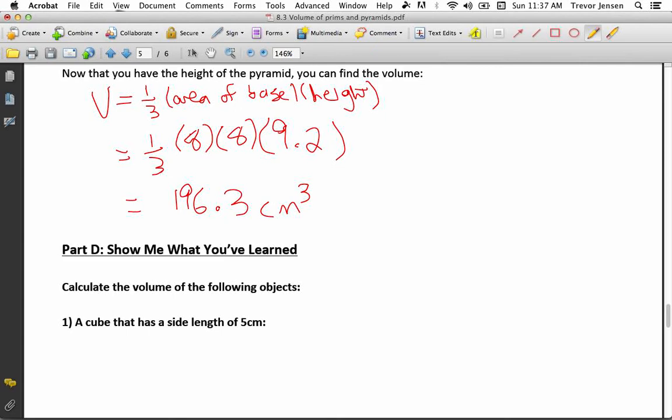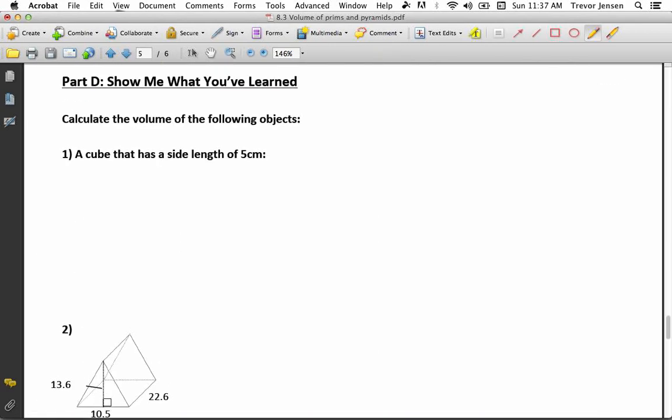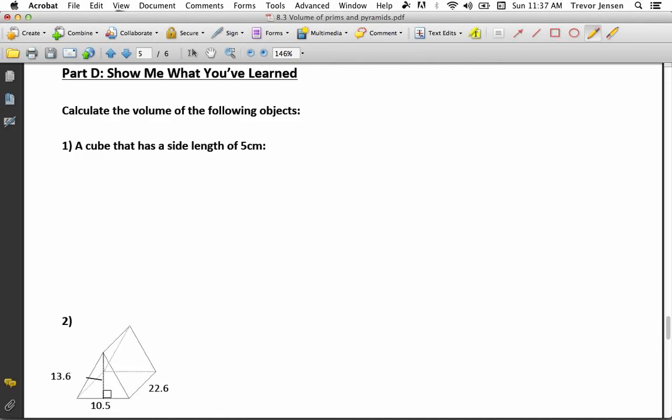So what I want you to do now is try and answer these questions. I think there's 3 or 4 questions here. Hopefully you have this lesson printed out, so you can go through these. Try these 4 questions. Find the volume of a cube with a side length of 5 centimeters. Okay. So find the volume of that cube.